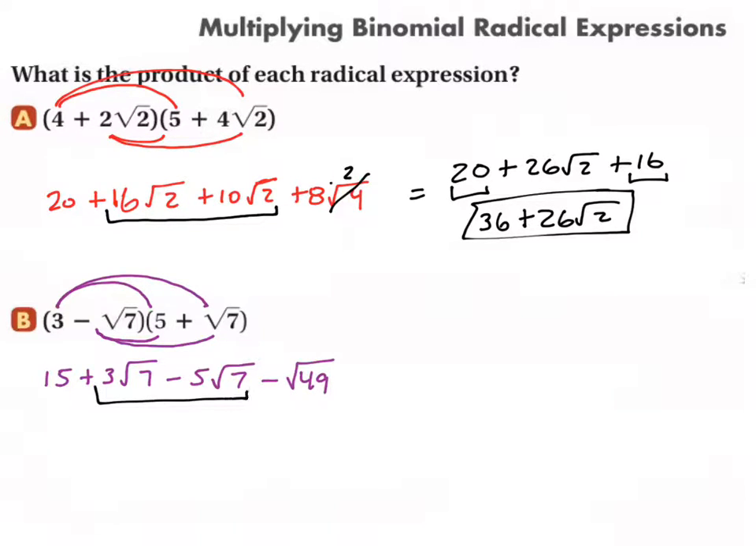We've got like terms again, or like radicals. We know that the square root of 49 is just 7. So we clean this up. We've got 15 minus 2 square root of 7 minus 7. We still have like terms here, so we'll go ahead and clean those up. So we have 8 minus 2 square root of 7.